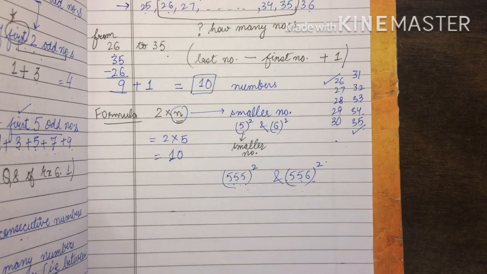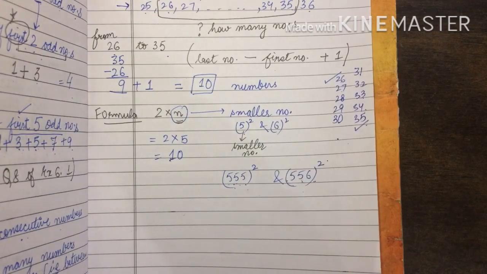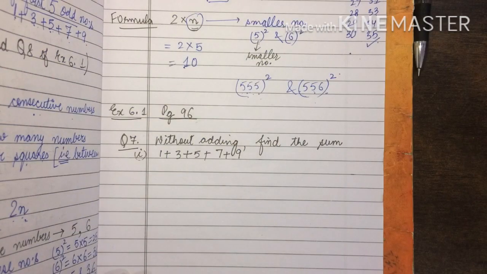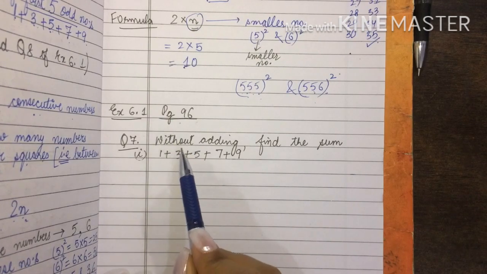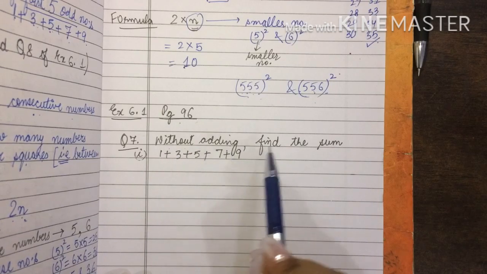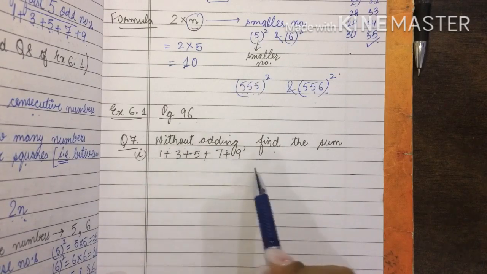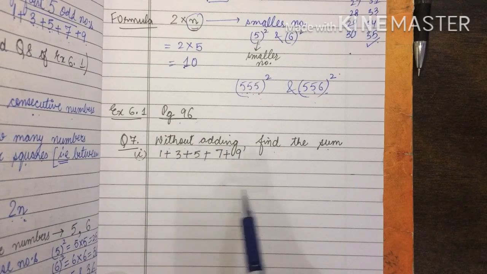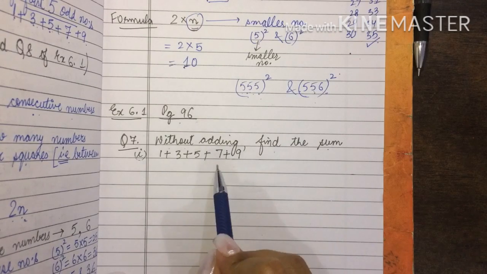Let us see how we are going to use these properties in the exercise. Question number 7 of exercise 6.1, page number 96. Find the sum without adding, meaning without actually adding. You have to find the answer for this expression. You could easily add these, but they are saying you don't have to add. You have to use a shortcut. This will use the first property that we discussed today.